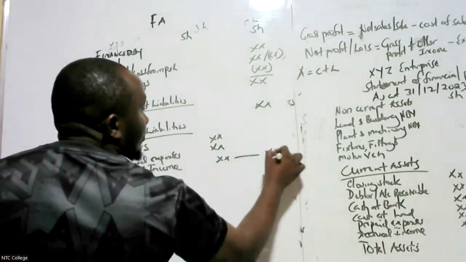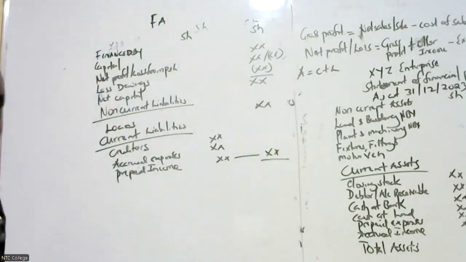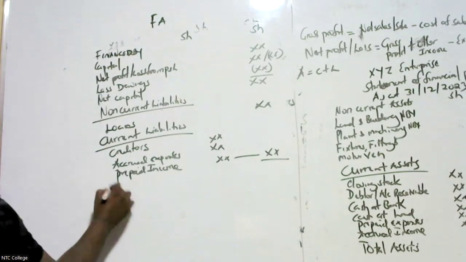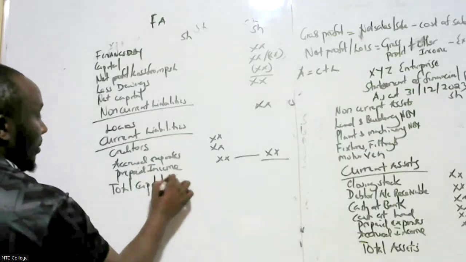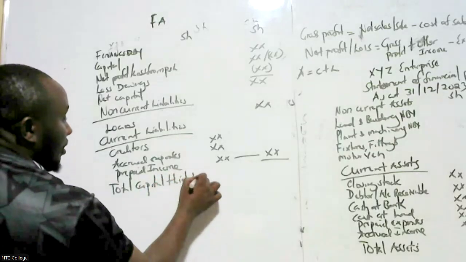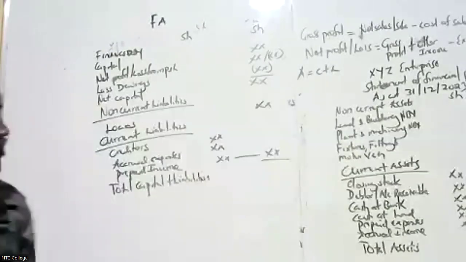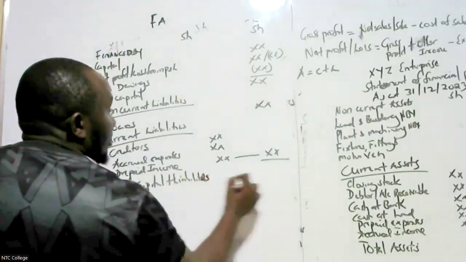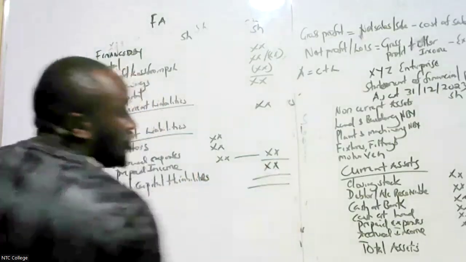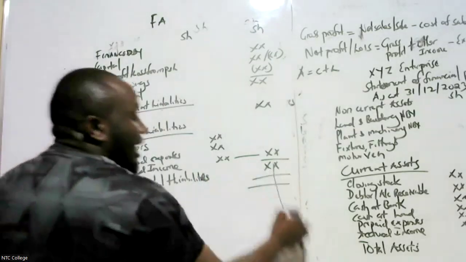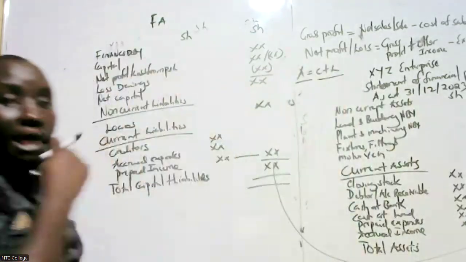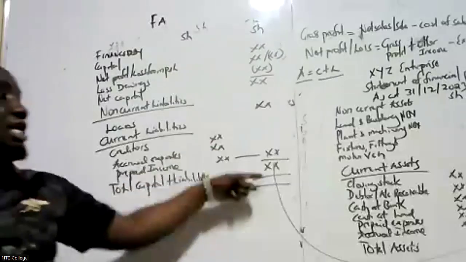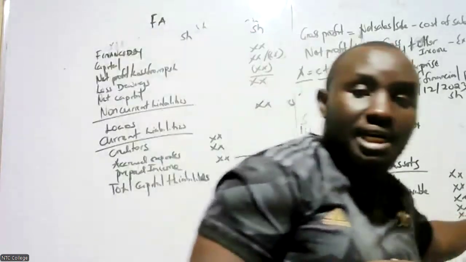So down there, we have total capital plus liability. So this figure should balance with this figure. Assets is equal to capital plus liability. So this figure should balance with this figure.